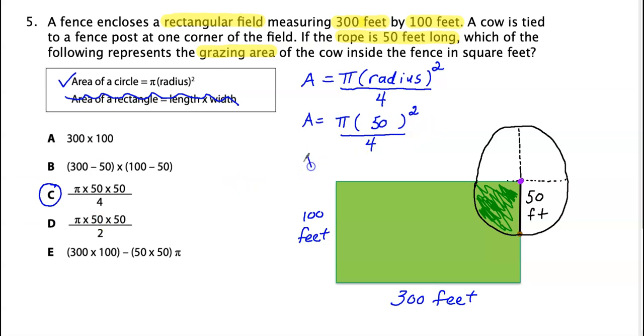So the area equals pi. Actually, let me write it up here. I'm running out of room. Write it up here. So the area equals pi. Well, remember 50 squared just means 50 times 50. So instead of writing 50 squared, I'll just put times 50 times 50. Right? There's really a times sign here. It's just not showing. And then all of that is divided by 4. And now this exactly matches up with this.